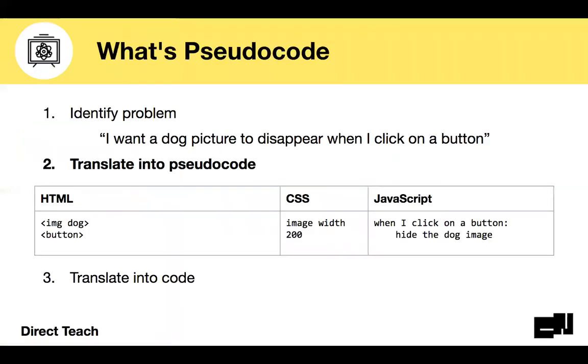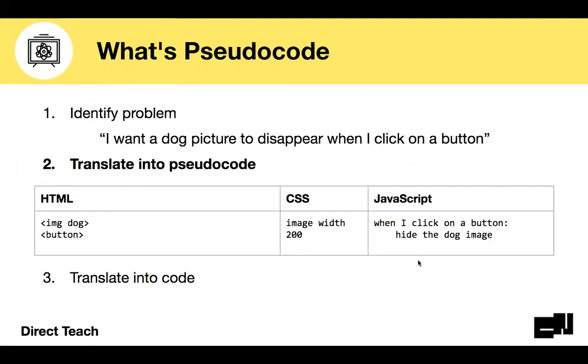All right, so let's look at some examples of pseudocode. So let's say my problem is that I want a dog picture to disappear when I click on the button. That's step one, I've identified that problem. Step two, if we look here, here is how I would write the pseudocode in each different language that we've learned. In HTML, I might just put image, dog, and button, right? Because I know I want those two things in my HTML, but I don't have, say, the dog picture yet. CSS, I would just put image width 200 because I know I want the image to be 200 pixels, but I just haven't coded that yet.